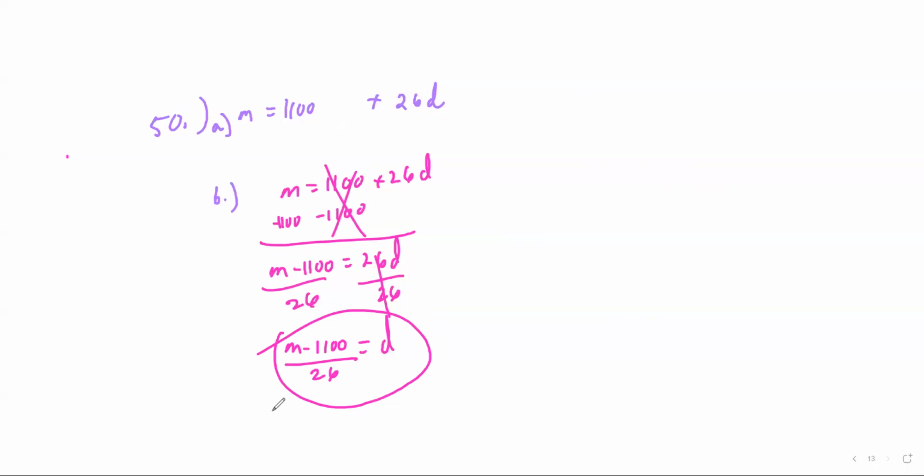And then the question at the very end, I guess you could say part C, are these equations linear? This is mx plus b. This can technically be rewritten as 1/26 m minus 1,100 over 26 equals d. So yes, this is still mx plus b. So yes, they can both be written as a linear equation.